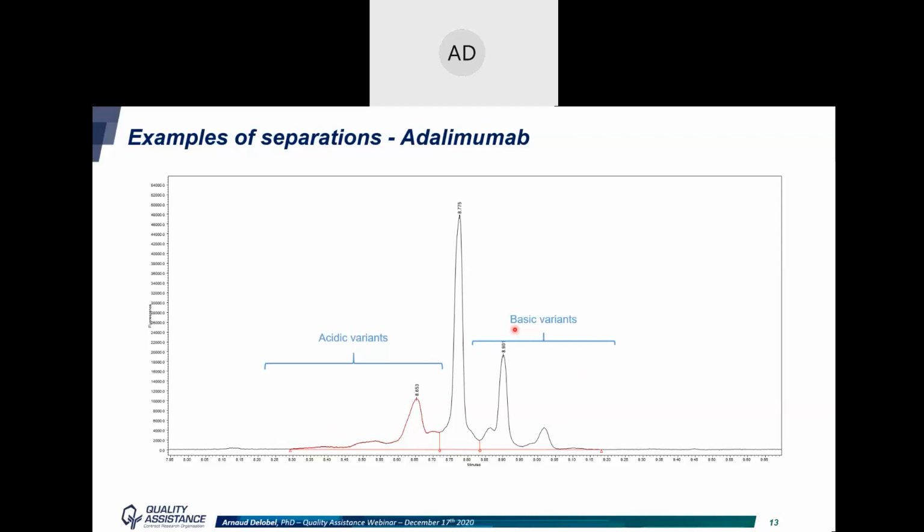The basic variants here most probably correspond to lysine variants. So one lysine and two lysines on the heavy chains. And the acidic variants most probably correspond to deamidated species.